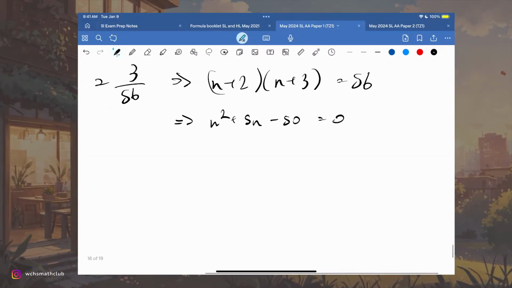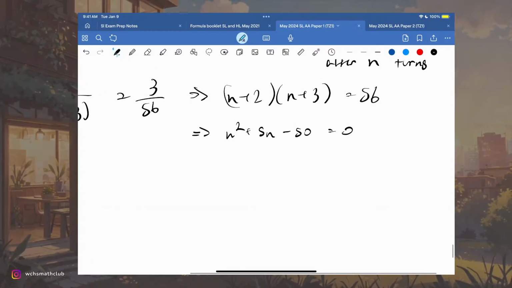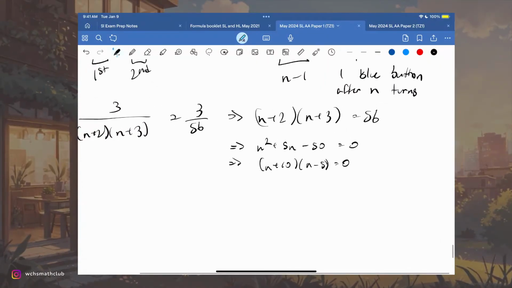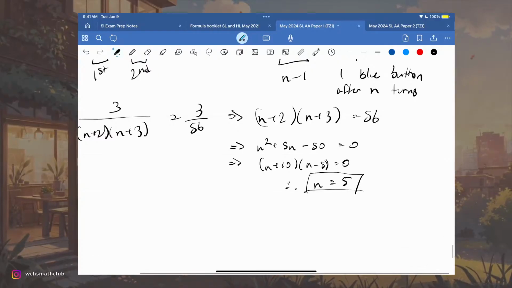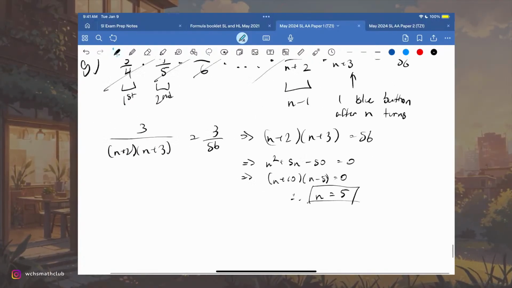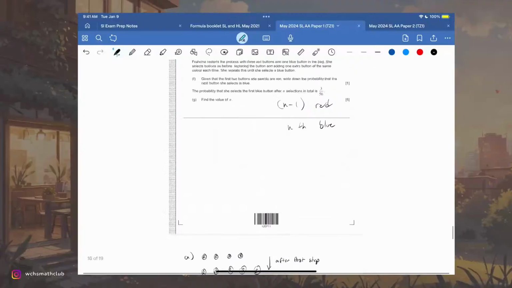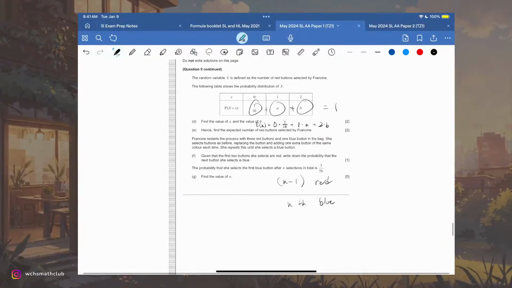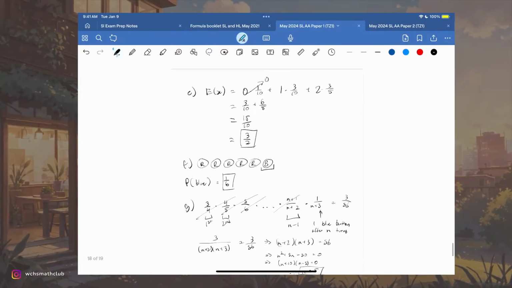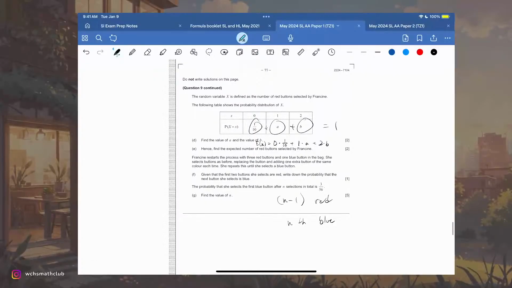Then we can factor this equation right here. This implies that n plus 10 times n minus 5 equals 0. Of course, n cannot be negative, therefore n equals 5. I think that's it for this question. This means that we've taken 5 turns and our total probability is 3 over 56, just as required. So hopefully this will net us 5 points, and this is the end of the question.